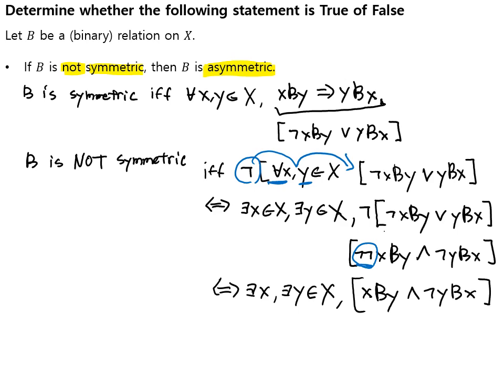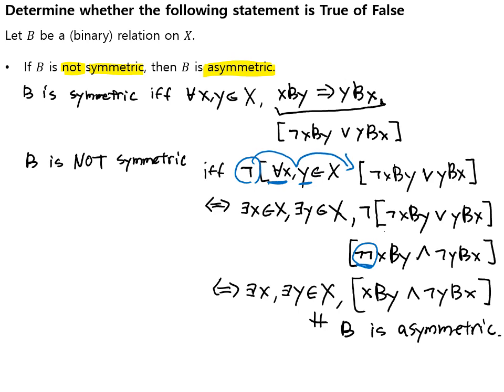And we can see that this is saying something different from saying that the relation B is asymmetric, which basically says that there exists no pair of elements that are related to each other in both directions. Okay, so this is different from saying B is asymmetric.